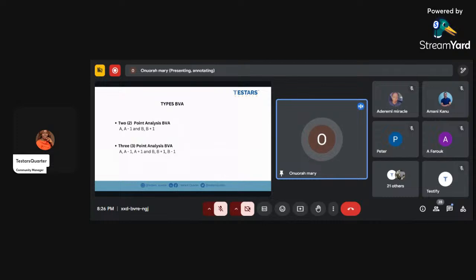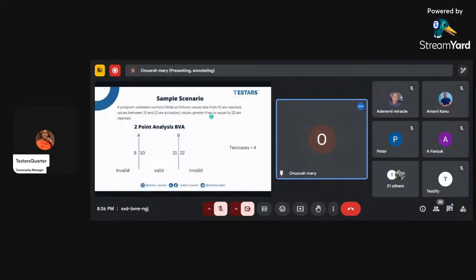But then, yeah, anyway, let's go for that. So I also have a scenario here, which is the same scenario that I used for the equivalence partition.